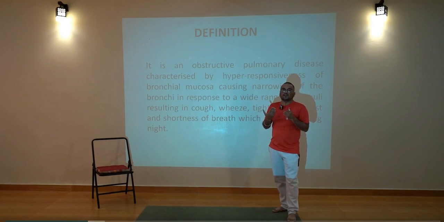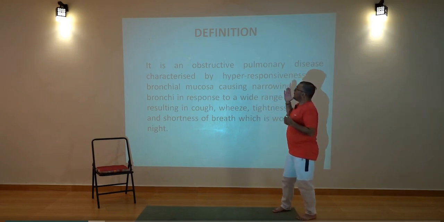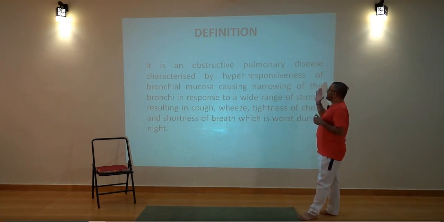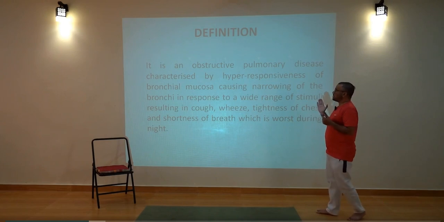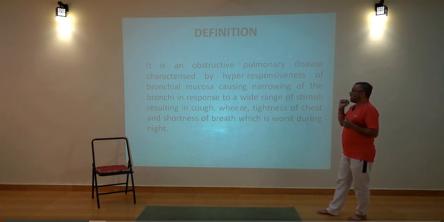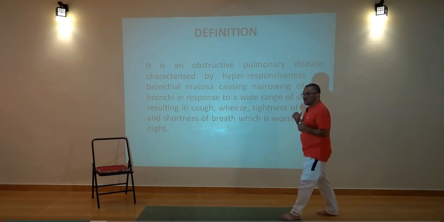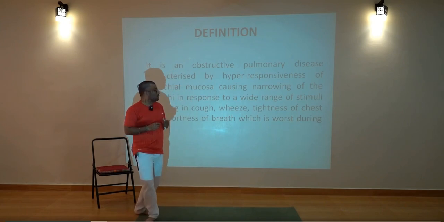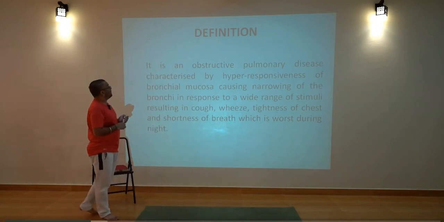So this is how we define it: an obstructive pulmonary disease with hyper-responsiveness of your bronchial mucosa and narrowing of the bronchi to a wide range of stimuli, resulting in cough, wheeze, tightness of chest and shortness of breath, which is worst at night time. So let's come to the next slide now.